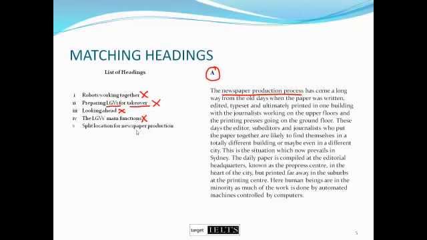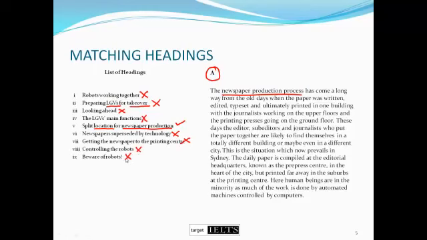Split location for newspaper production. This one actually does ring a bell because we did read something about the newspaper production process and how it's actually created at various locations. So this does seem like a good bet. But let's continue to read. Could it be newspapers superseded by technology? No. Getting the newspaper to the printing center? No. Controlling the robots? No. Beware of robots? No. So come to think of it, the only one which is applicable is option number 5.